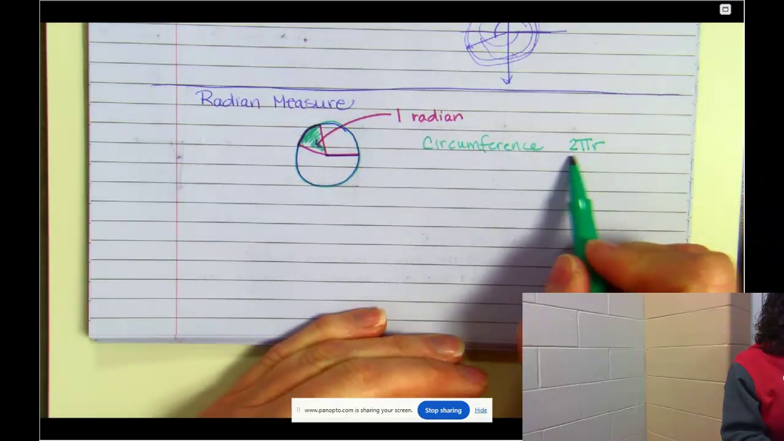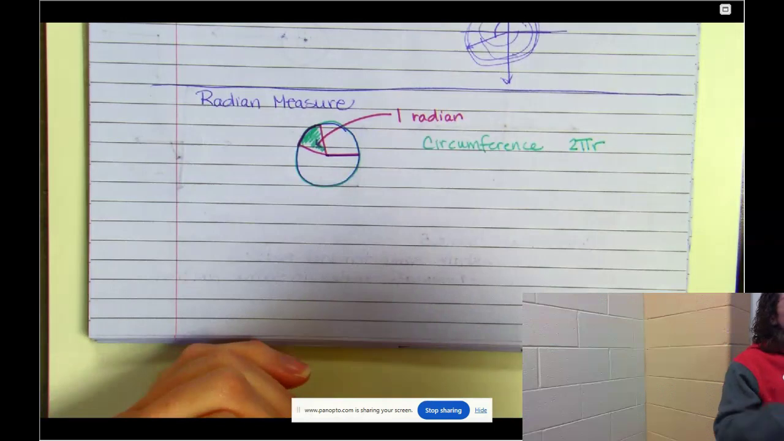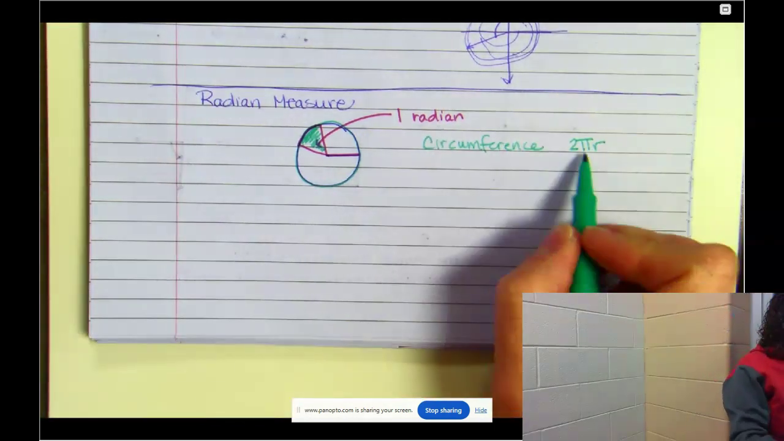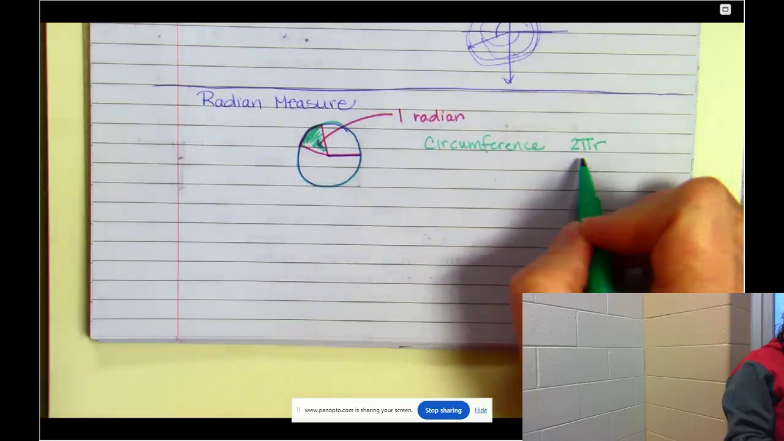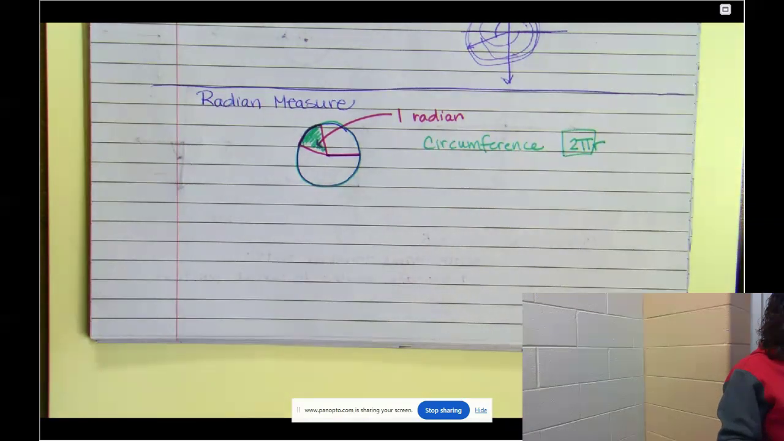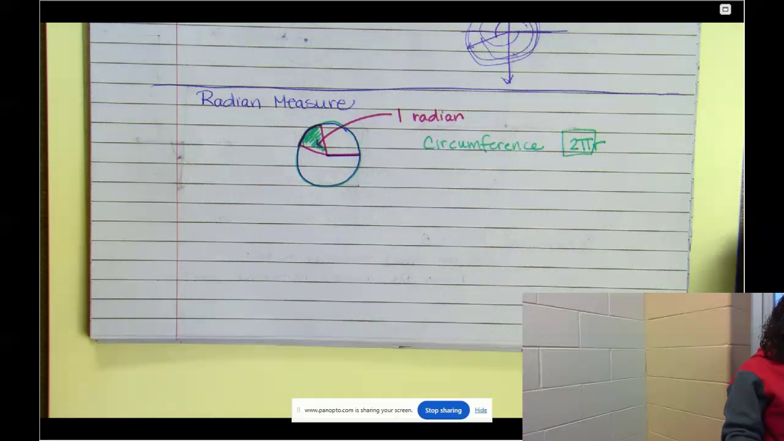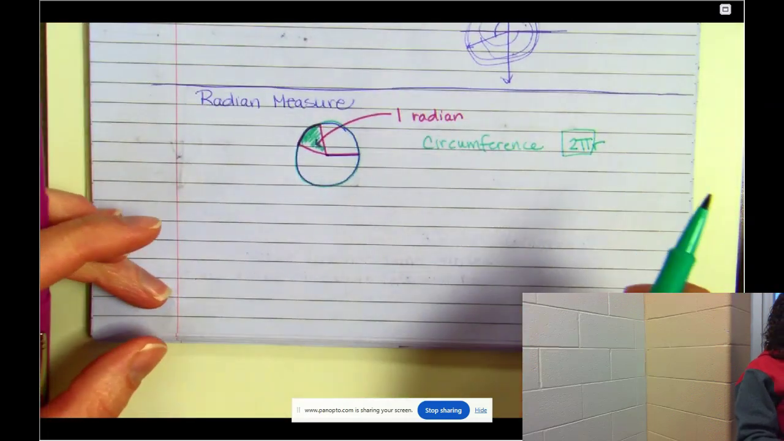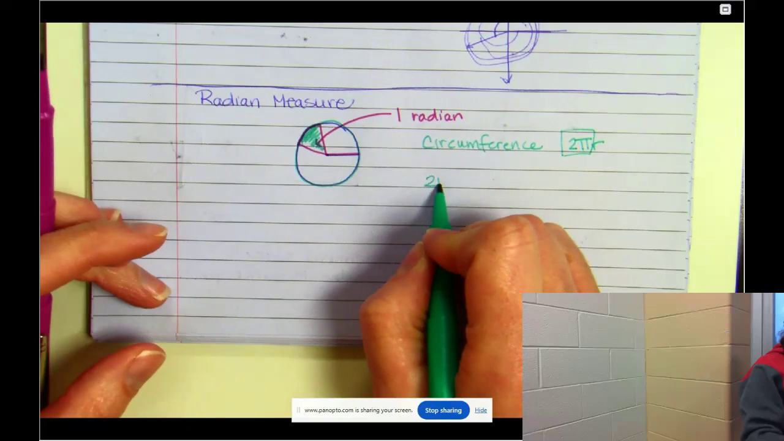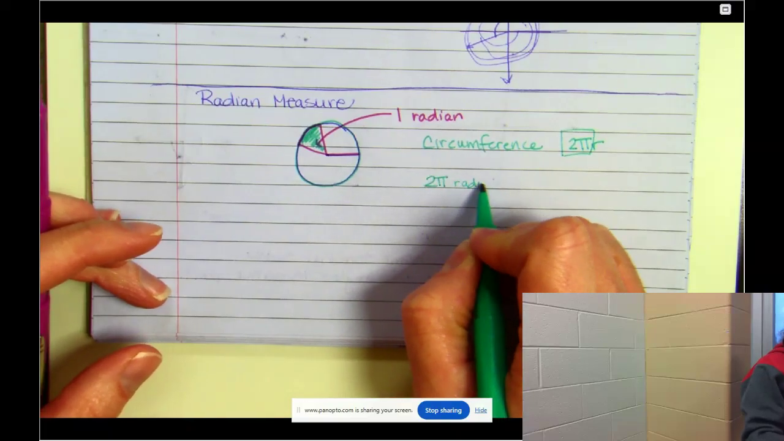So this tells you that the outside of the circle is how many radii? It tells you that it's 2 pi radii. Radius is, but radii. So 2 times pi is 6.28. So if you guessed 6, pretty darn close. Okay. So what that tells us is that there are 2 pi radians in an entire circle.